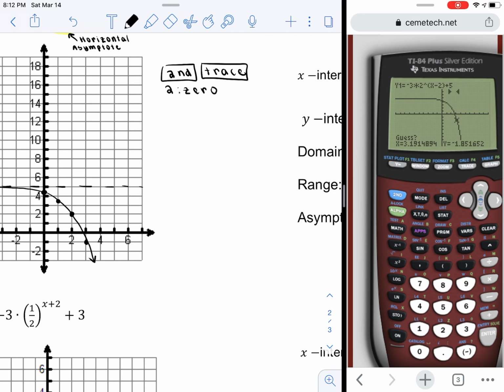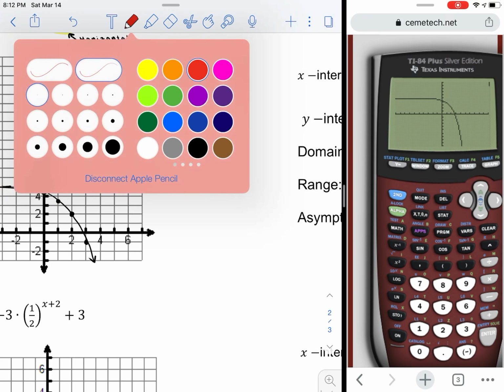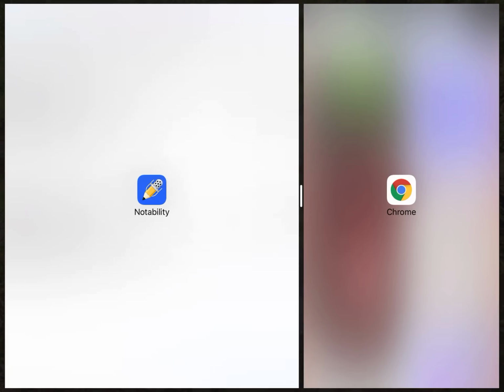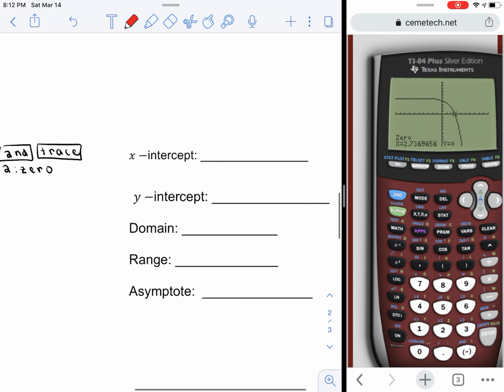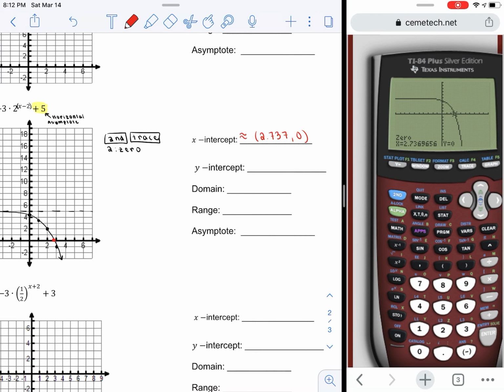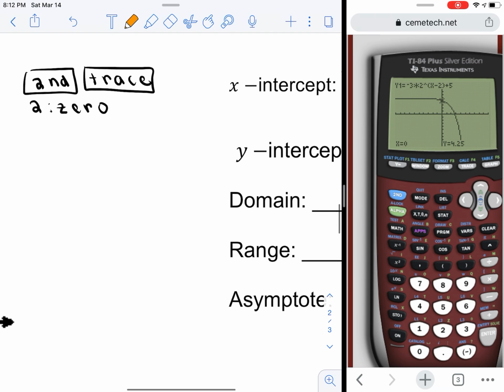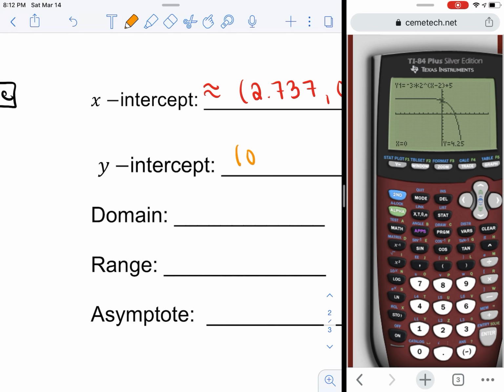We have to cross, hit enter, and you should see that our x-intercept for this, put it in red here, is equivalent to approximately 2.73, we'll bump that up to a 7, 0. Now, our y-intercept for this is where we cross the y-axis, and if I'm not mistaken, I think that was 4.5, but let me hit trace and hit 0, because that'll tell me what my y-intercept value was, and I was wrong, it was 4.25.